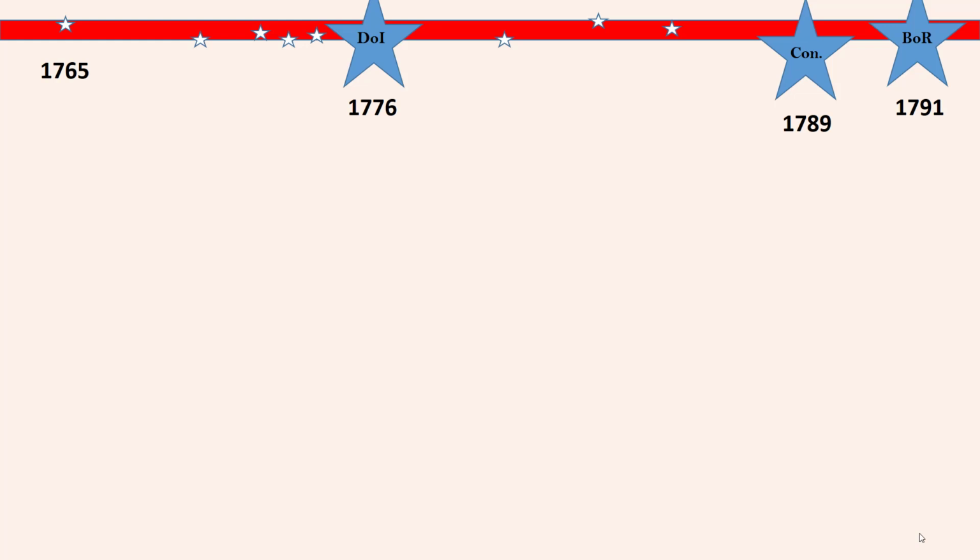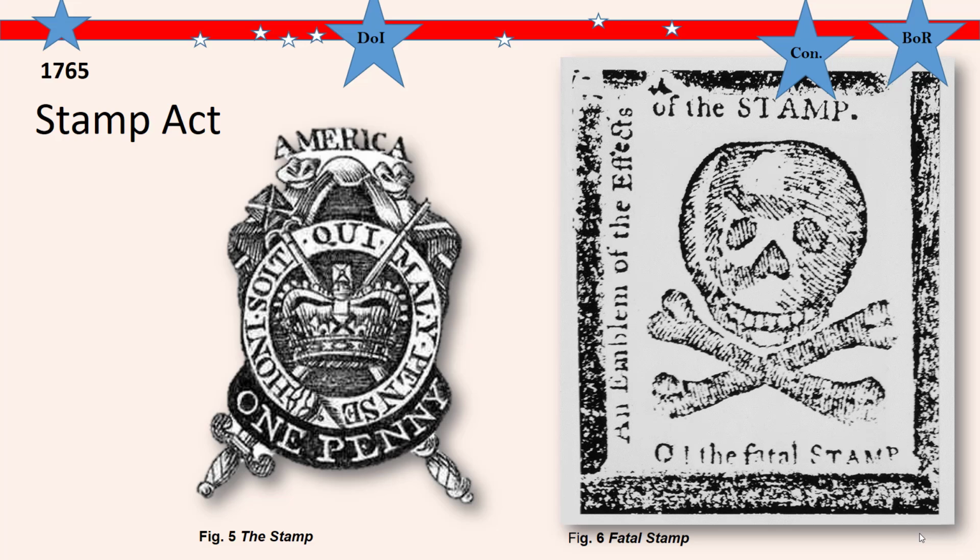Okay, let's take a look at our timeline here. The big blue stars represent our three founding documents: Declaration of Independence, 1776. 1789, we have the ratification of the Constitution, and then 1791, the ratification of the Bill of Rights. What I'd like to do is spend some time on the smaller white stars. These smaller white stars also indicate important events. Okay, so we're beginning our narrative here with 1765. What happened then?